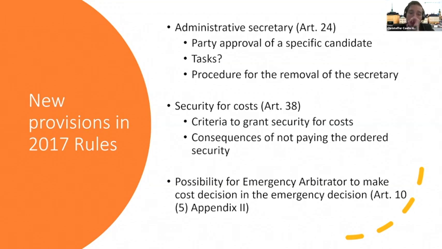Another interesting addition to the 2017 SCC rules is that parties may now ask for security for costs. This option also existed before in practice, but it was included as a codification in the SCC rules. These provisions are found in Article 38. Finally, a small gap in the rules was filled by including provisions that allow emergency arbitrators to make cost decisions in the emergency decisions.